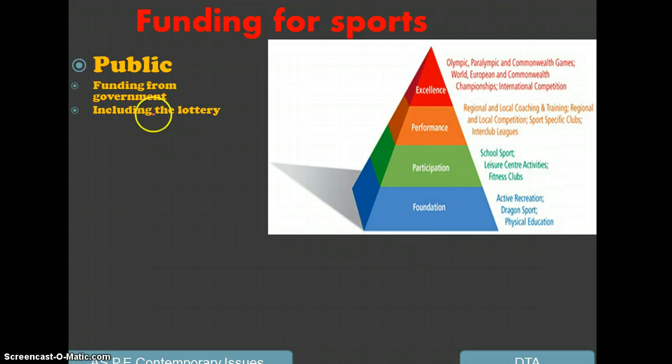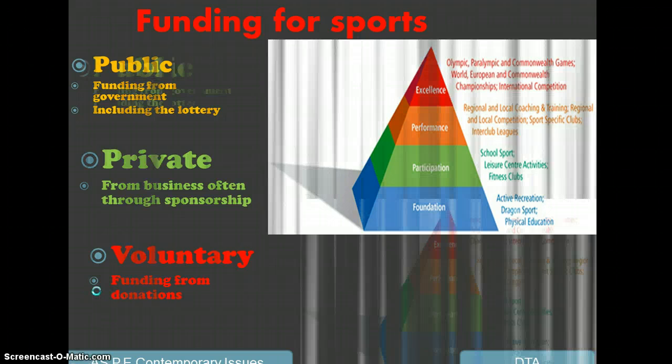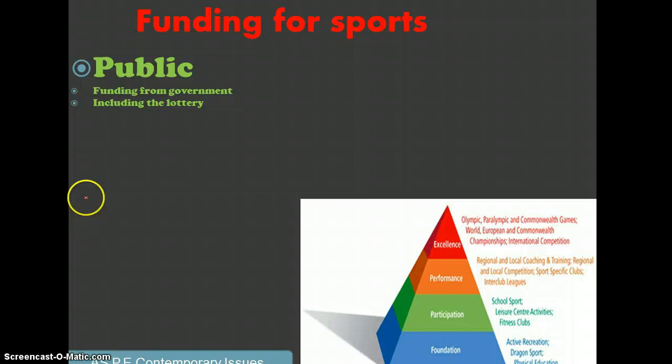The first one is through the public, and this is funded by the government, in other words your taxes, and also the National Lottery. Private, this is from business, often through sponsorship, and finally voluntary, people offering up donations or trying to raise money. So let's look at each one of these individually.